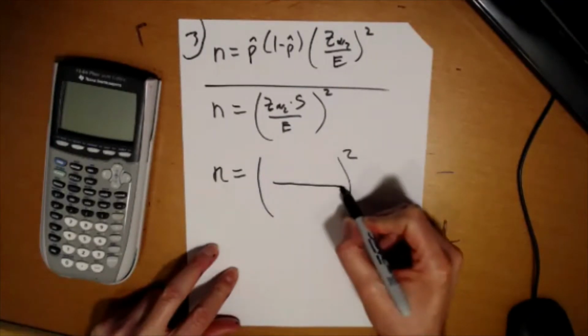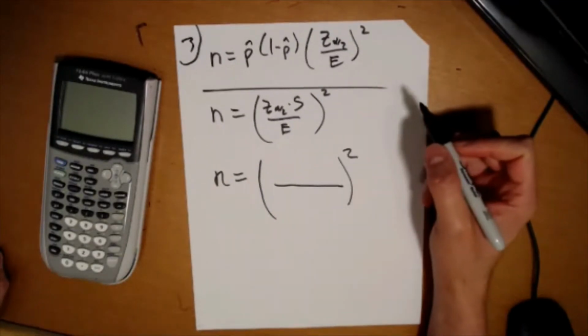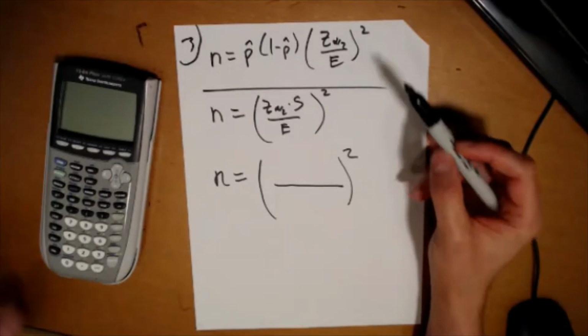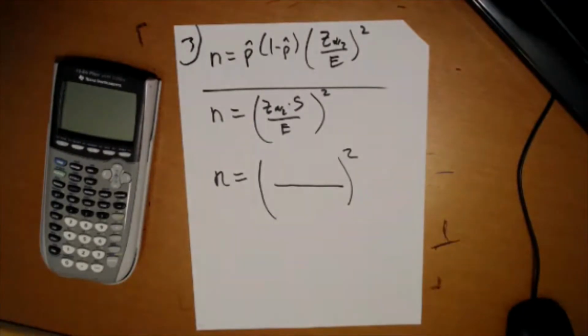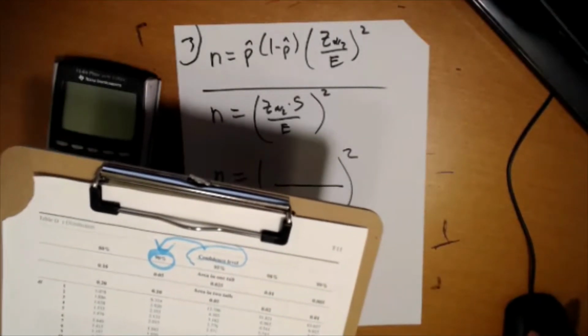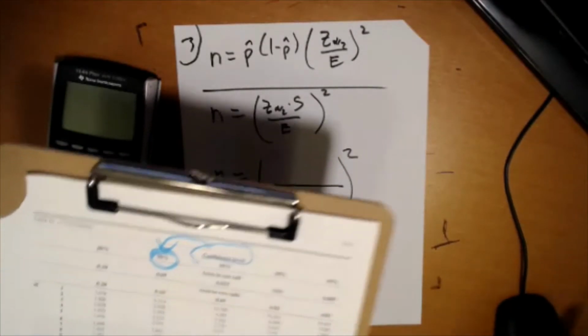Don't forget to square it. They give us 90% confidence. We know that one. The 90% confidence we have memorized. But also notice on your t-table, let's see if we can see this on our t-table. Remember on the t-table that at the very bottom is the z-values.